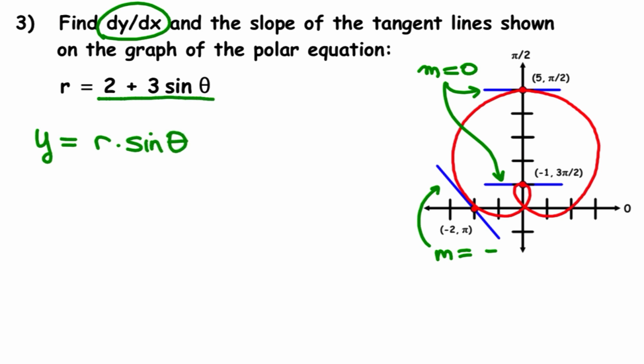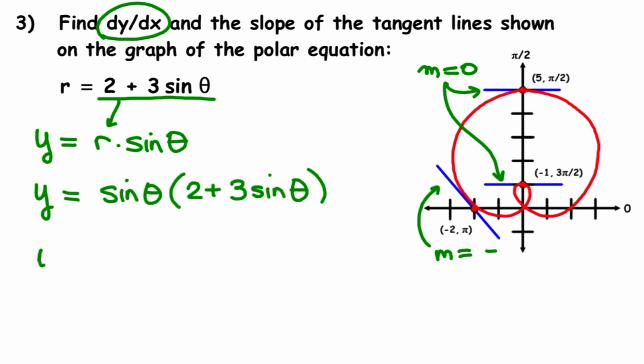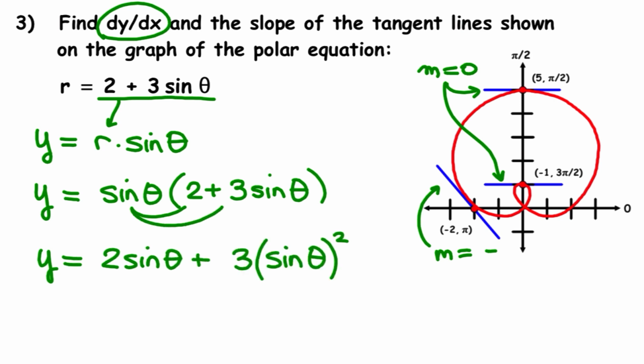But r is that. So really, we're going to have sine of theta times quantity 2 plus 3 sine theta. I'm going to further rewrite this using the distributive property. That's going to be 2 sine theta plus 3 sine squared theta. All right, so that's y.